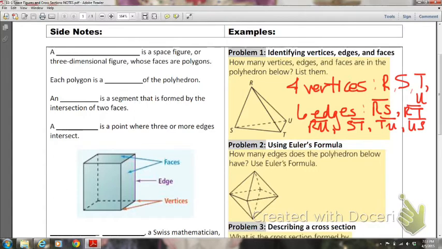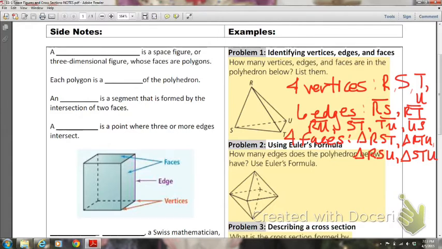The last thing it asked are for the faces. The faces of this polyhedron are all triangles. There's 3 that are lateral faces. Those are the ones on the sides. And then there's 1 on the bottom for the base. So that gives us 4 faces. And let's name those. You need to name them as triangles because that's what the polygons that represent the faces in this one are. So it's triangle RST, triangle RTU, triangle RSU on the back side. And then on the bottom, it's triangle STU. So that illustrates vertices, edges, and faces of this polyhedron.